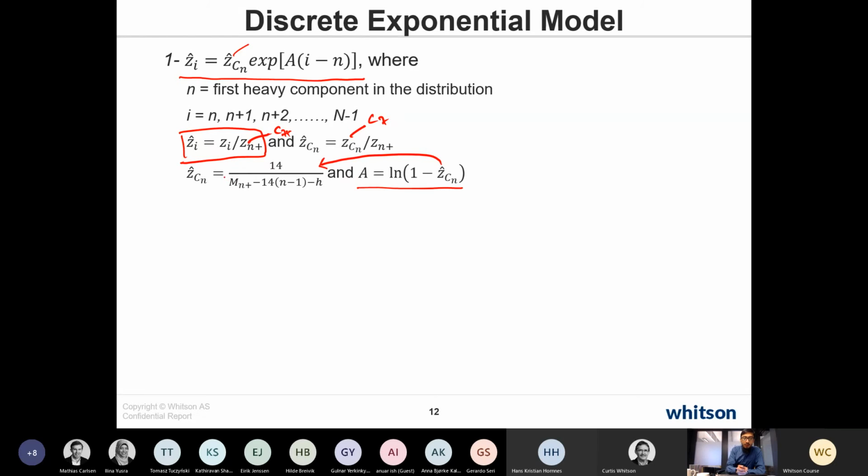So if I replace this whole term with A, you will see that A, the slope of this exponential model straight line, is mainly a function of this number here, which is the average molecular weight of the C7 plus, for example. And H is actually a constant; you will see what it is. And N is just the carbon number from which we are starting. So the model starts from N plus 1 until N minus 1. For example, N could be C7.